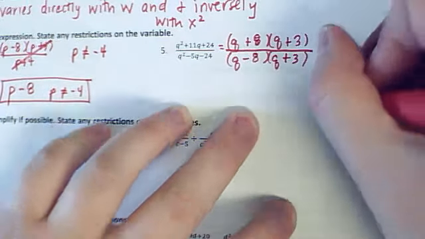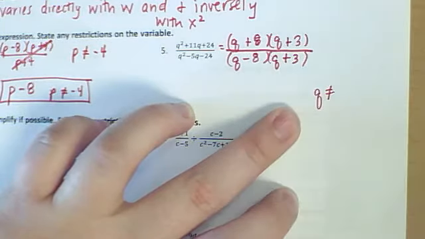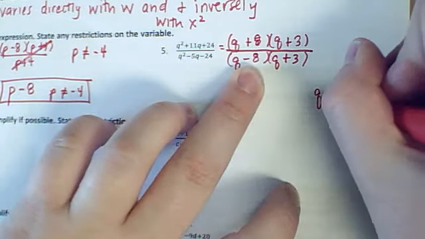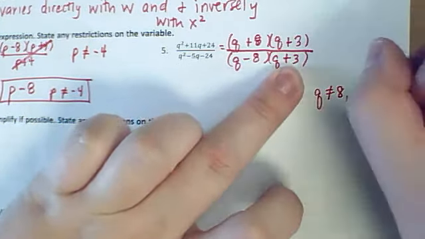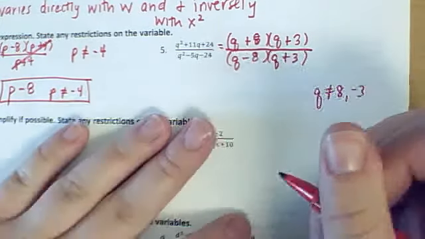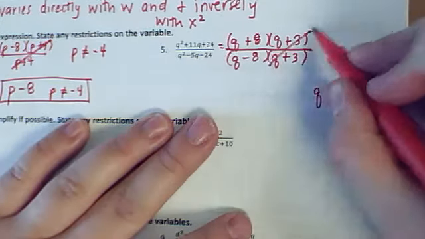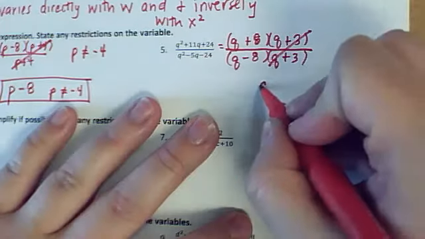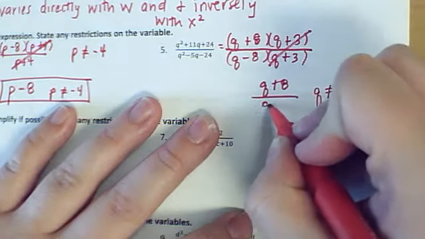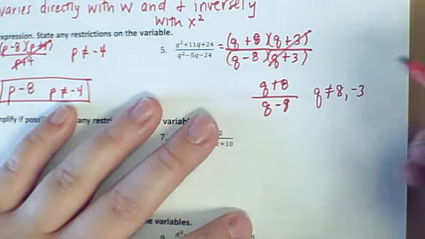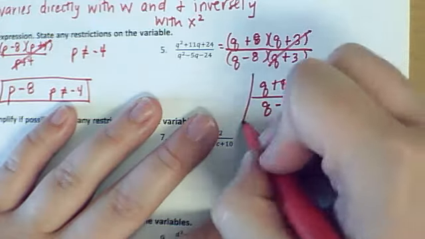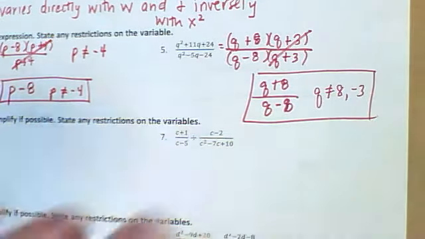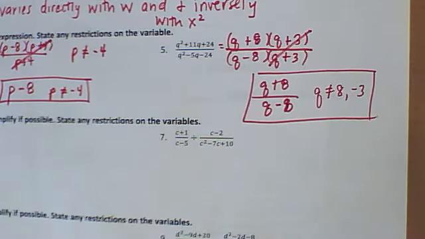Alright, write our restrictions. Q cannot be positive 8 for the first part and negative 3 for the second one. And now let's cancel our common factors. So I'm left with Q plus 8 divided by Q minus 8. And nothing else cancels, so that's going to be our answer.